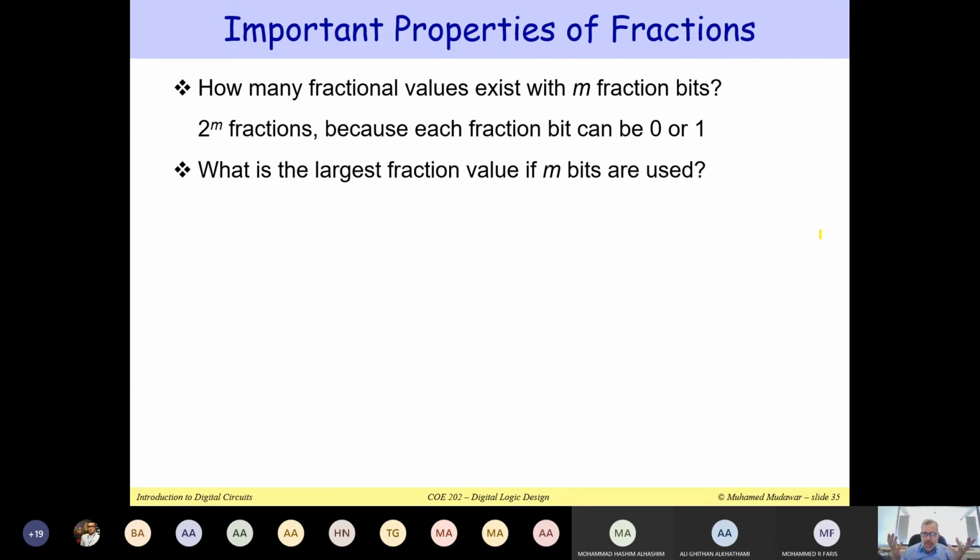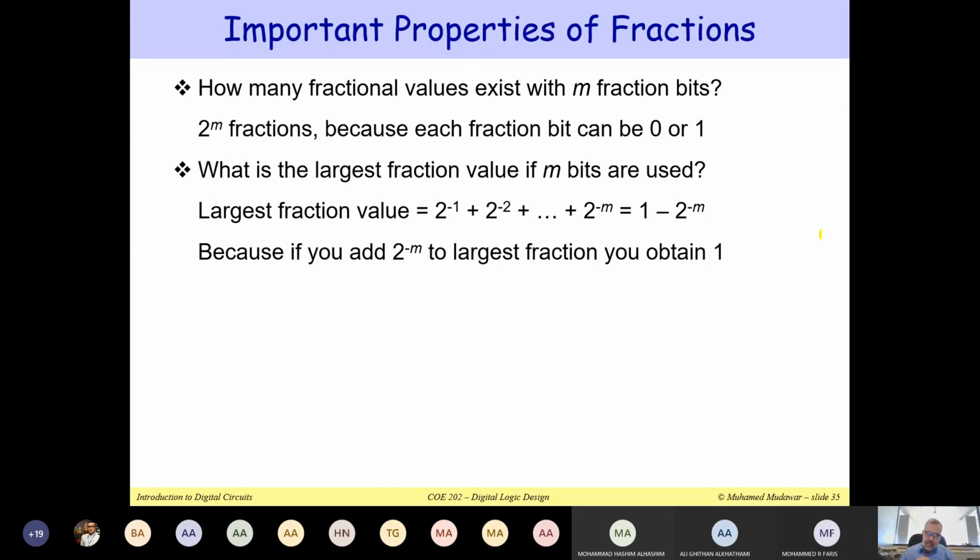What's the largest fraction if you use it in decimal? 0.99. It's actually 1 minus 0.01. It's actually 1 minus 10 to the power negative 2. So if you write the largest fraction value, you have m bits in binary, 0.1111. You have m ones. So it will be 2 to the power minus 1 plus 2 to the power negative 2 plus all the way 2 to the power minus m.